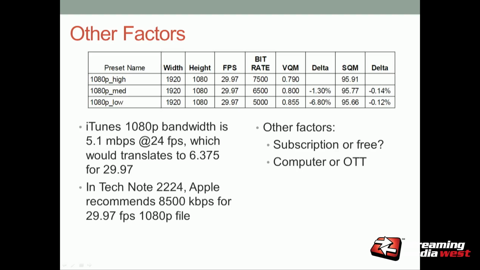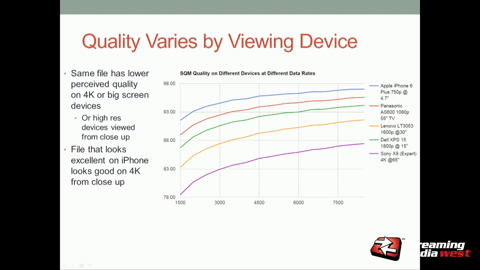And then, where is this going to be watched is a big one. So this is, again, another cool feature of the VQMT tool. Here we're seeing the same files at data rates ranging from 1.5 to 7.5 megabits per second, and the quality levels on different devices. So the blue is the iPhone 6. The red is the Panasonic 1080p TV. The yellow is the Lenovo monitor.